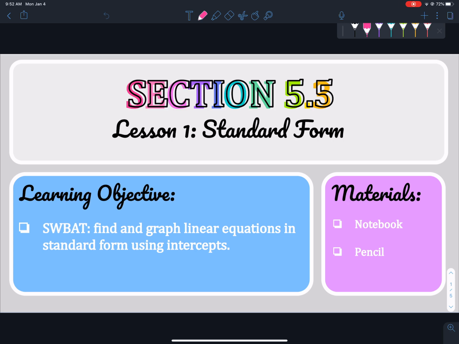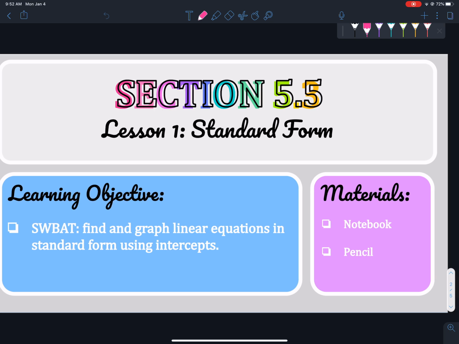Hi everyone, today we're going to be looking at lesson 1 for section 5.5, which is on standard form. Today, students will be able to find and graph linear equations in standard form using intercepts. You will need a notebook and pencil, and if you have the mini graphs that I printed out for you, those will be handy as well.